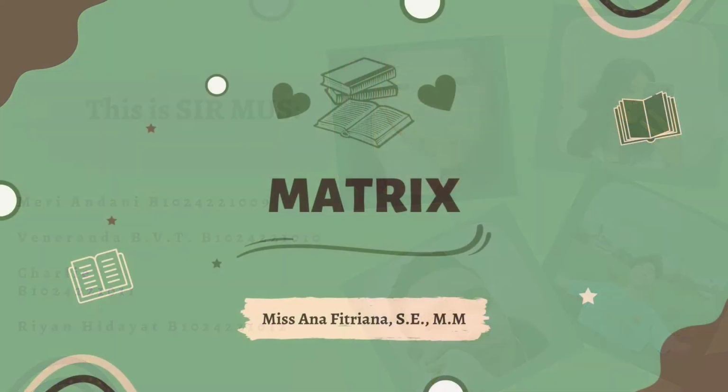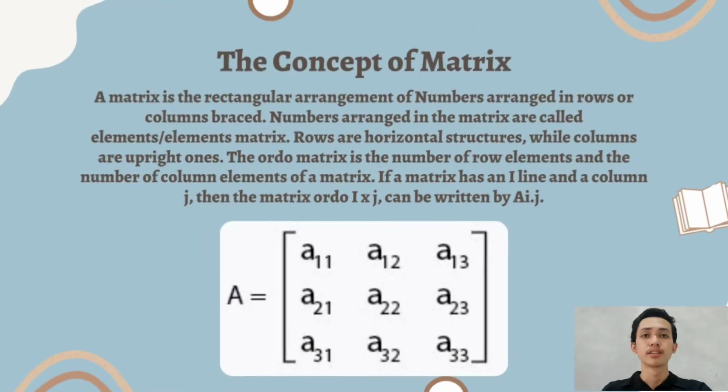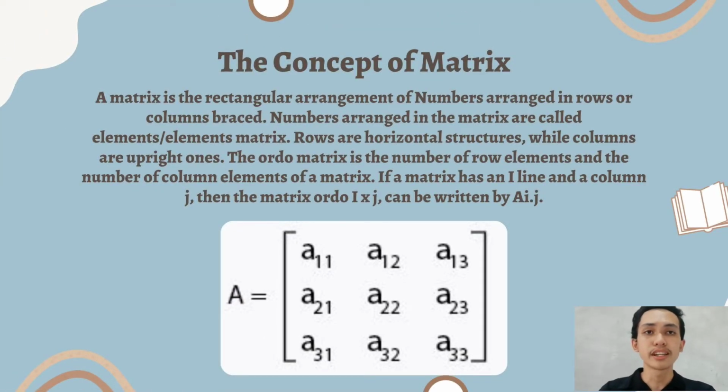This is our presentation about matrices. The matrix concept: a matrix is a rectangular arrangement of numbers arranged in rows and columns. The numbers arranged in a matrix are called elements. Matrix rows are horizontal structures, while columns are upright. The order of a matrix is the number of row elements and the number of column elements of the matrix.